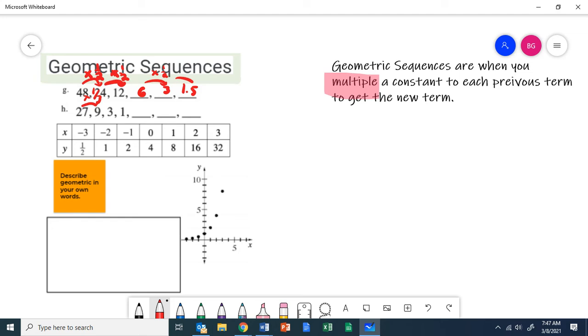Now, it might not always be a fraction like that. So you can see here in this chart, I go from 1 to 2 in my y values. Then I go from 2 to 4. Then I go from 4 to 8. Well, that's like doubling. That means multiplying by 2. So multiplying by 2 is another way. It doesn't have to be a fraction, it can be a number bigger than 1. So we can have both of those. But for a geometric sequence, it is multiplying by the same thing.